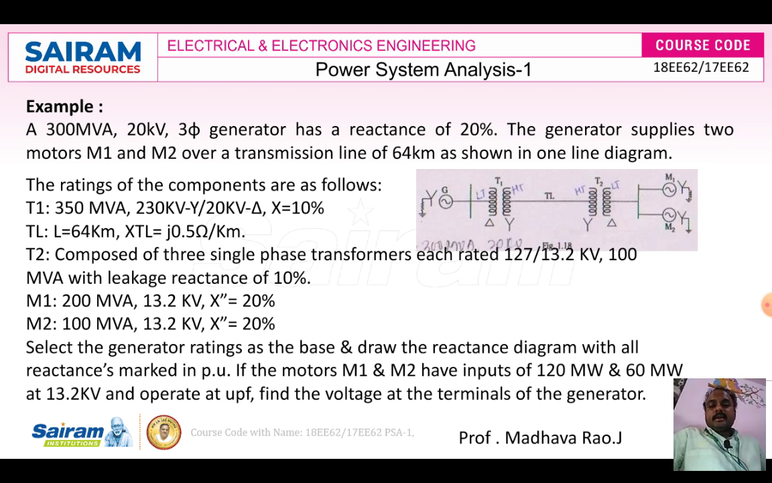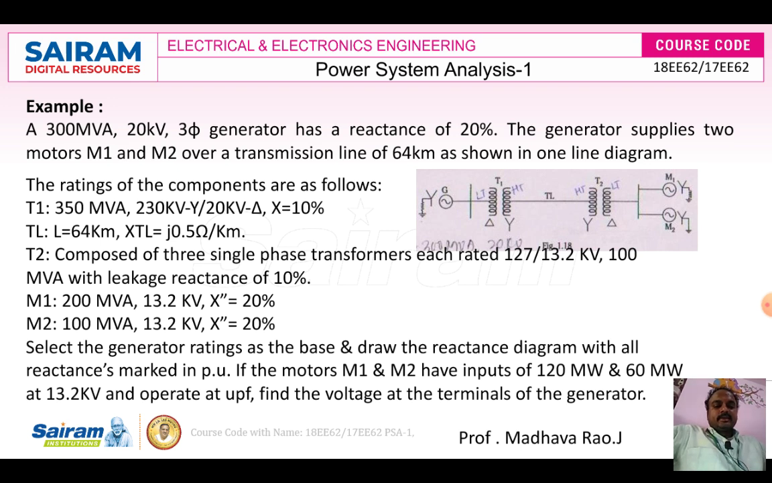A 300 MVA, 20 kV, 3-phase generator has a reactance of 20%. So, the reactance value is given as 20%. The generator supplies two motors M1 and M2 over a transmission line of 64 kilometers, as shown in the one line diagram. So, we can see the one line diagram.